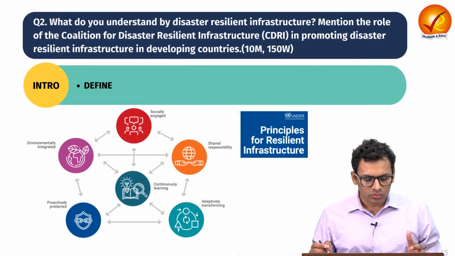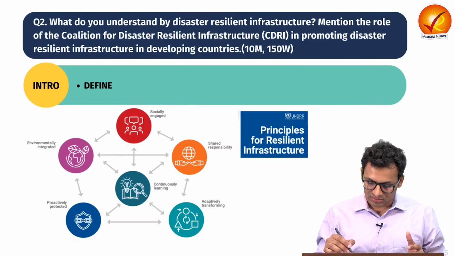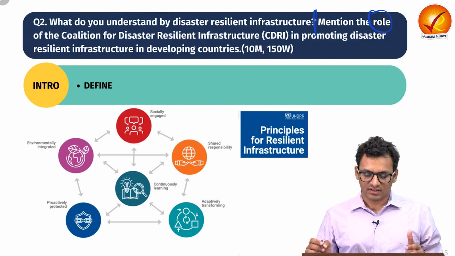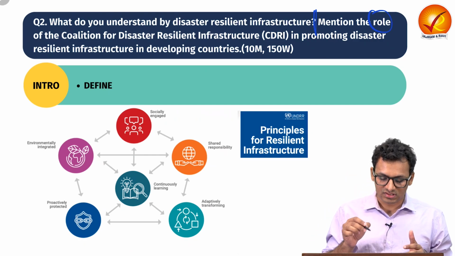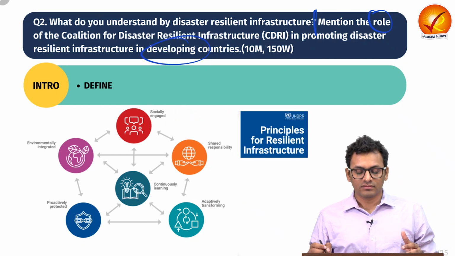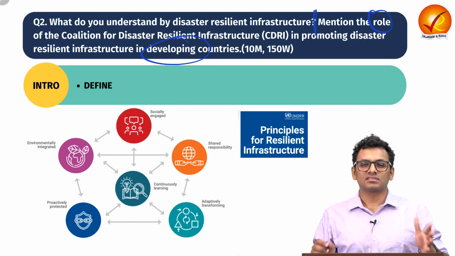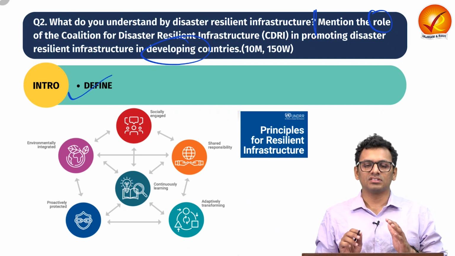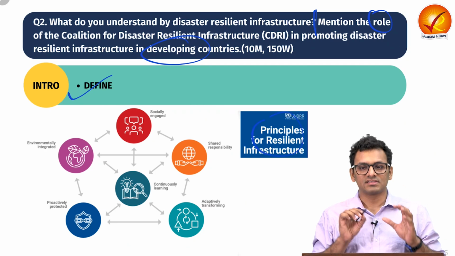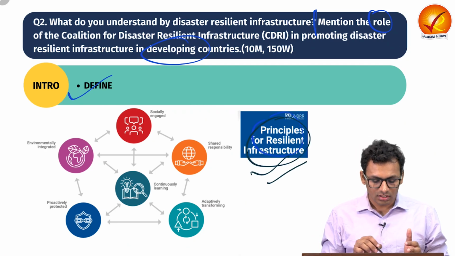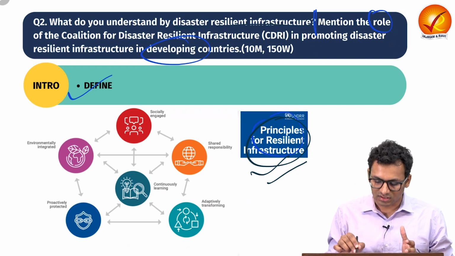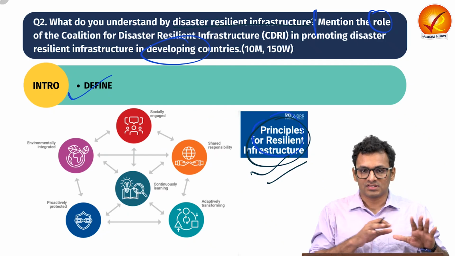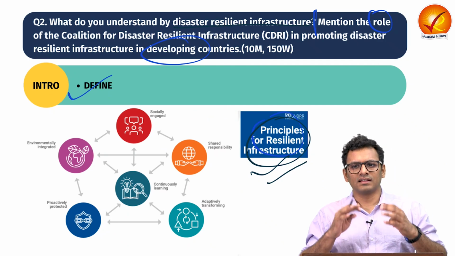Question number 2. What do you understand by disaster resilient infrastructure? Mention role of Coalition for Disaster Resilient Infrastructure in promoting disaster resilient infrastructure in developing countries. Now this question is very specifically related to disaster resilient infrastructure. So you have the opportunity to write the definition or the idea or the principles of the same in the introduction. Over here, you can talk about how disaster resilient infrastructure refers to infrastructure which are robust in nature and not fragile and can definitely withstand different levels of disaster.